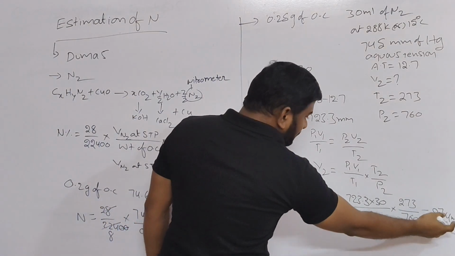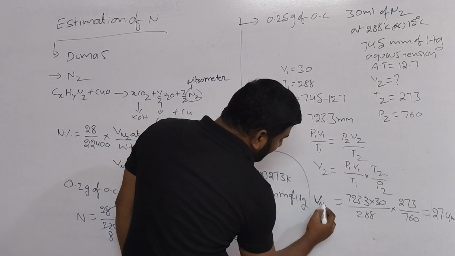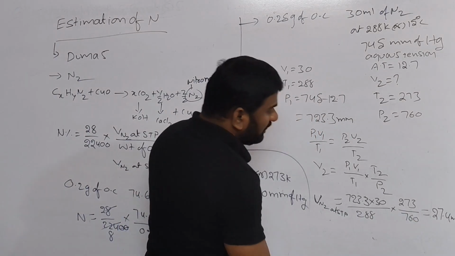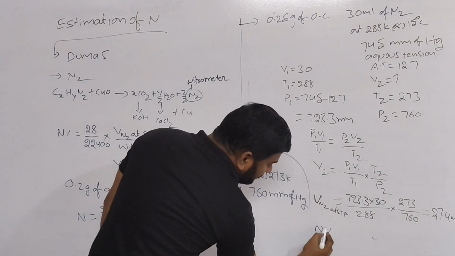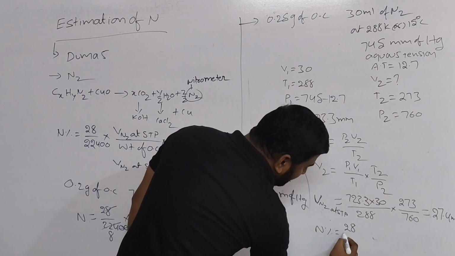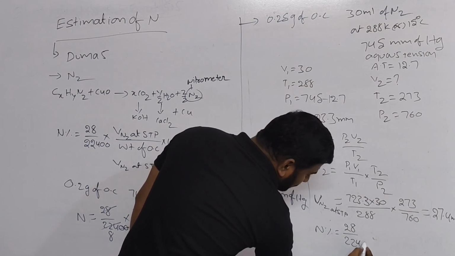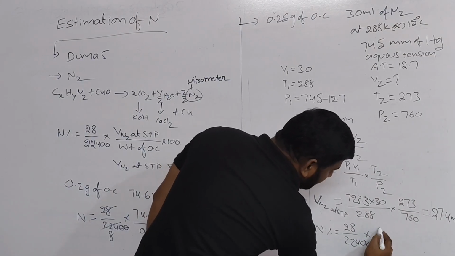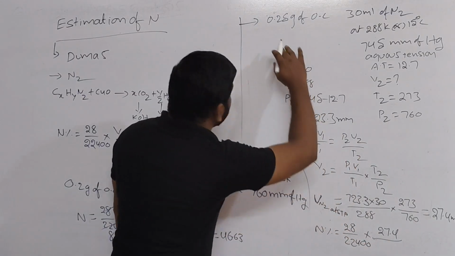This is the volume of N2 at STP. You have to substitute this value in the formula. What is the formula? Nitrogen percentage equals 28 by 22,400 into the volume of N2 at STP, 27.4, by the weight of organic compound, which is 0.25.